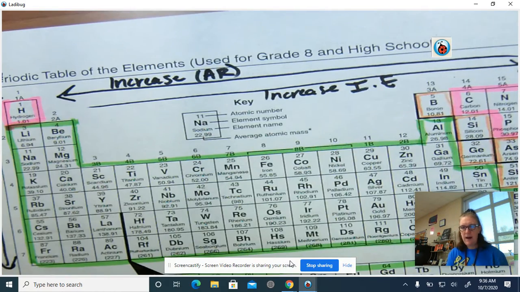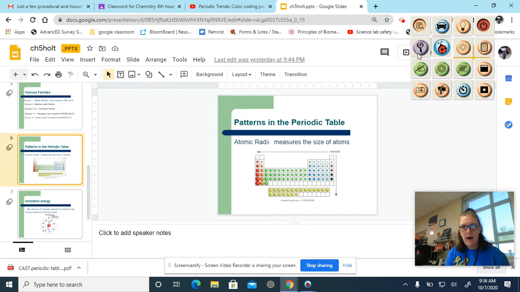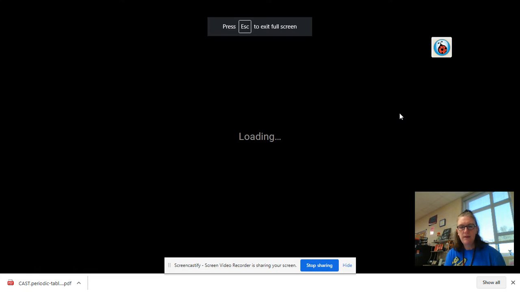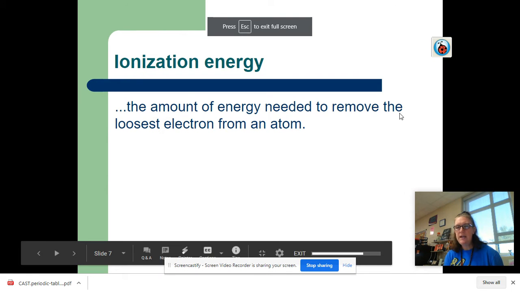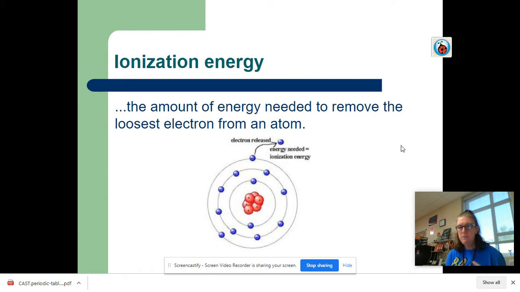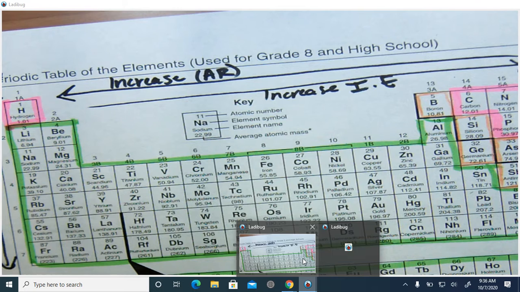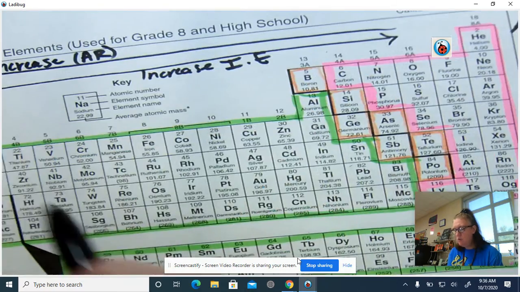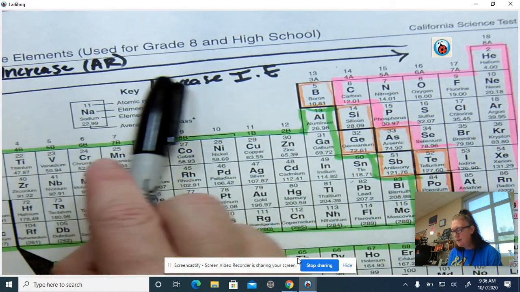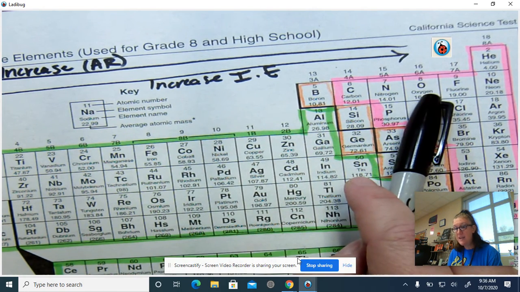All right. Now, let's talk about ionization energy. Ionization energy is just the amount of energy needed to remove the loosest electron from an atom, okay? It takes energy to pull off those valence electrons. Now, the fewer electrons you have out there, the less energy it takes, which is why, if we look at the trend on the periodic table, as you move from left to right, it takes more and more energy to pull off these outermost electrons off of these guys right here, because they have more.